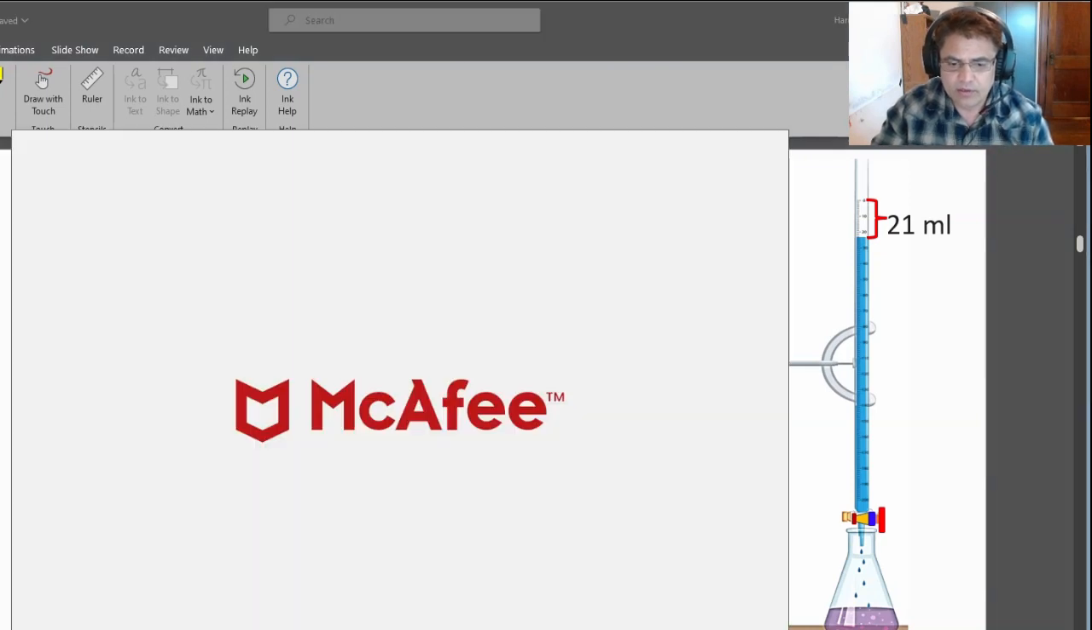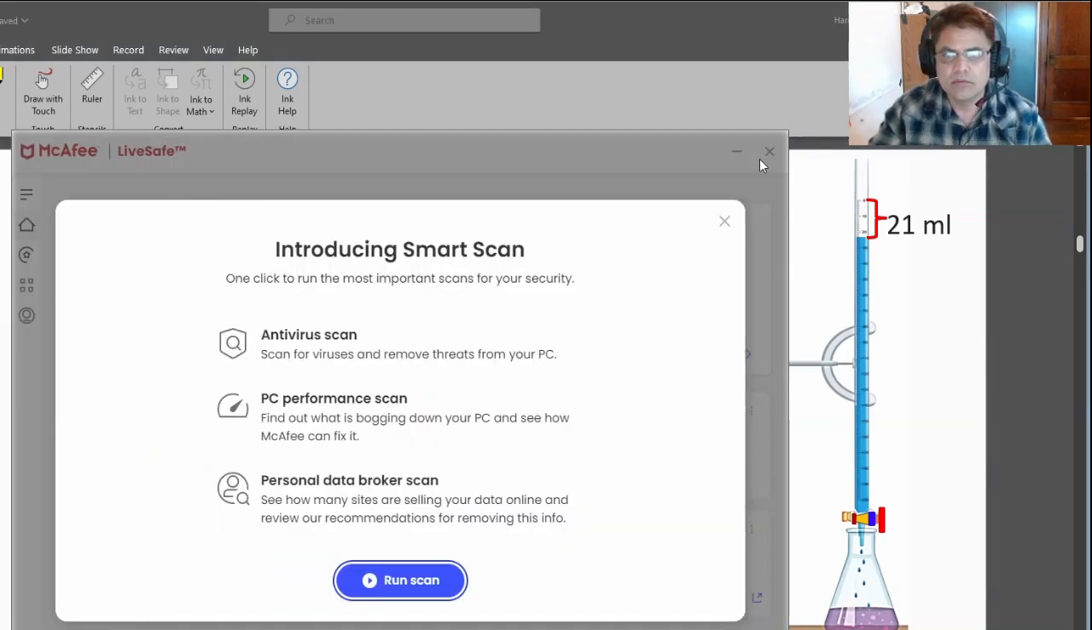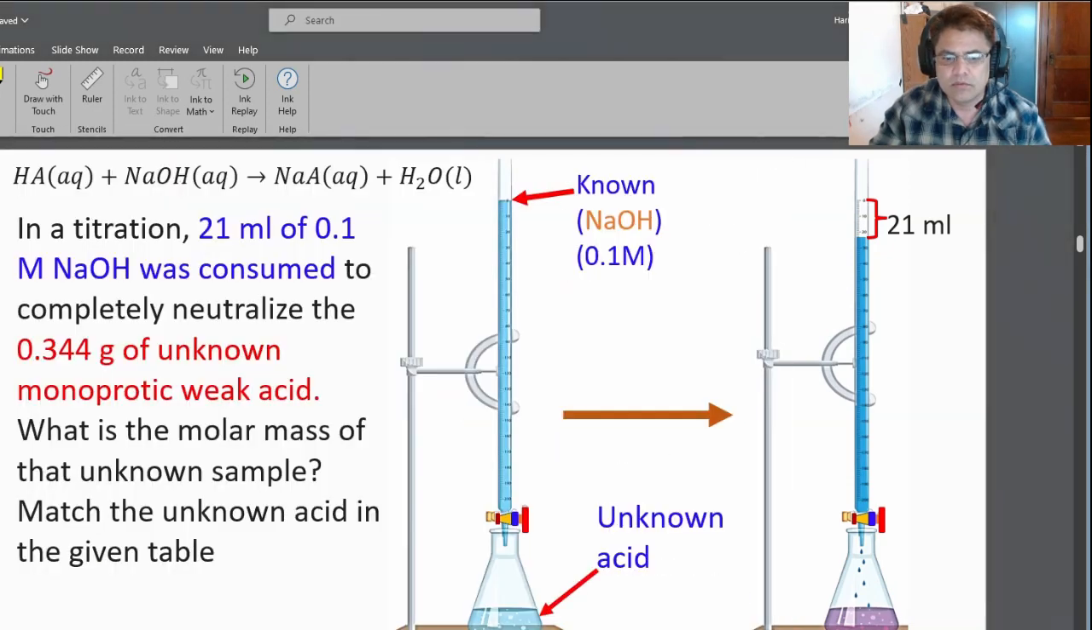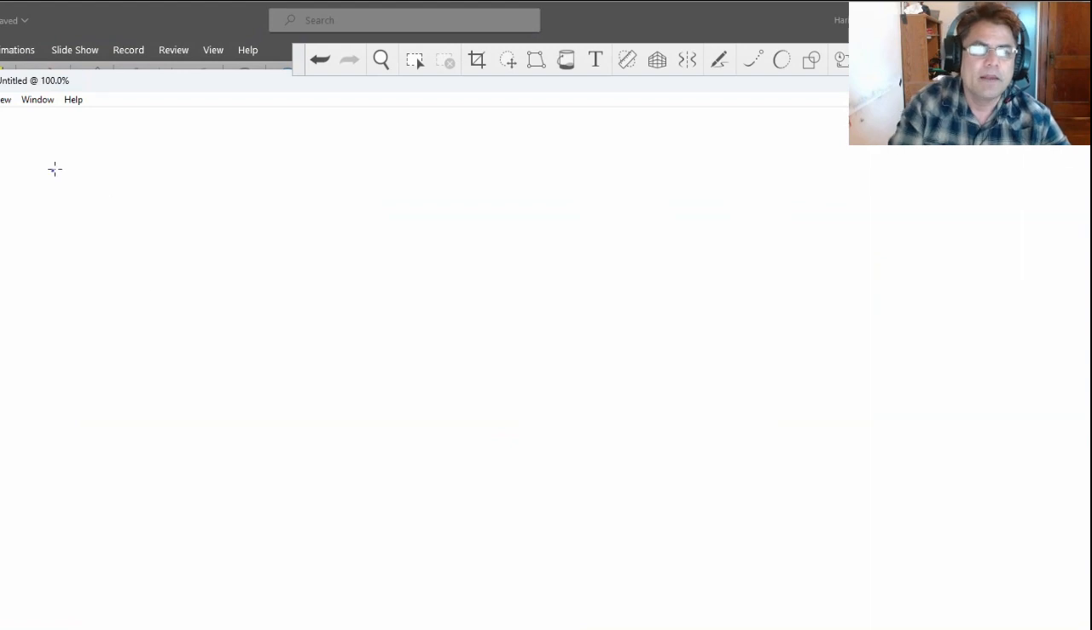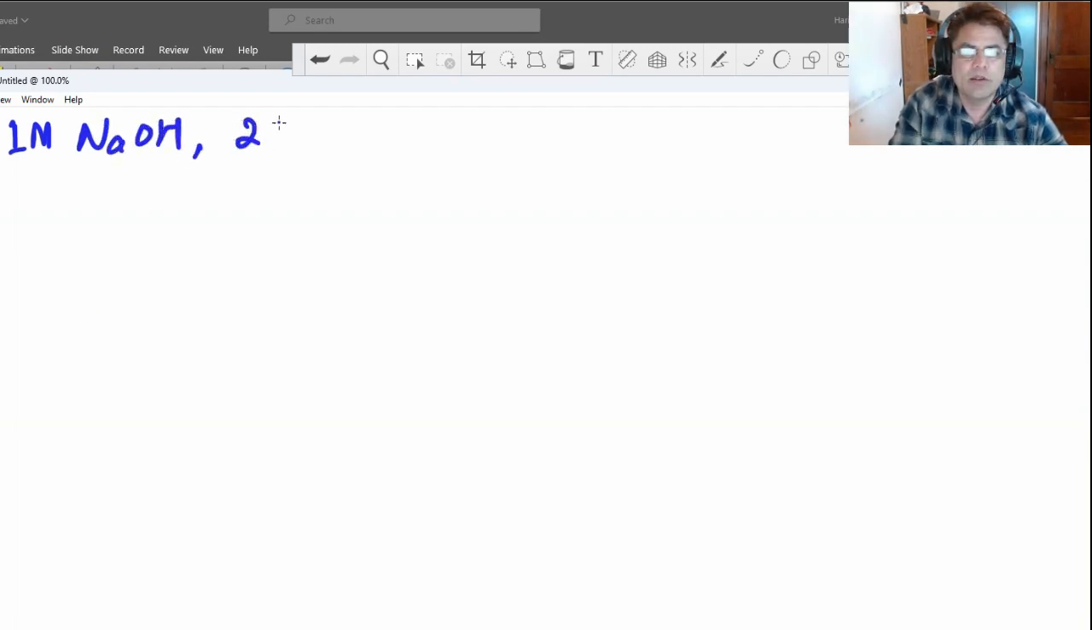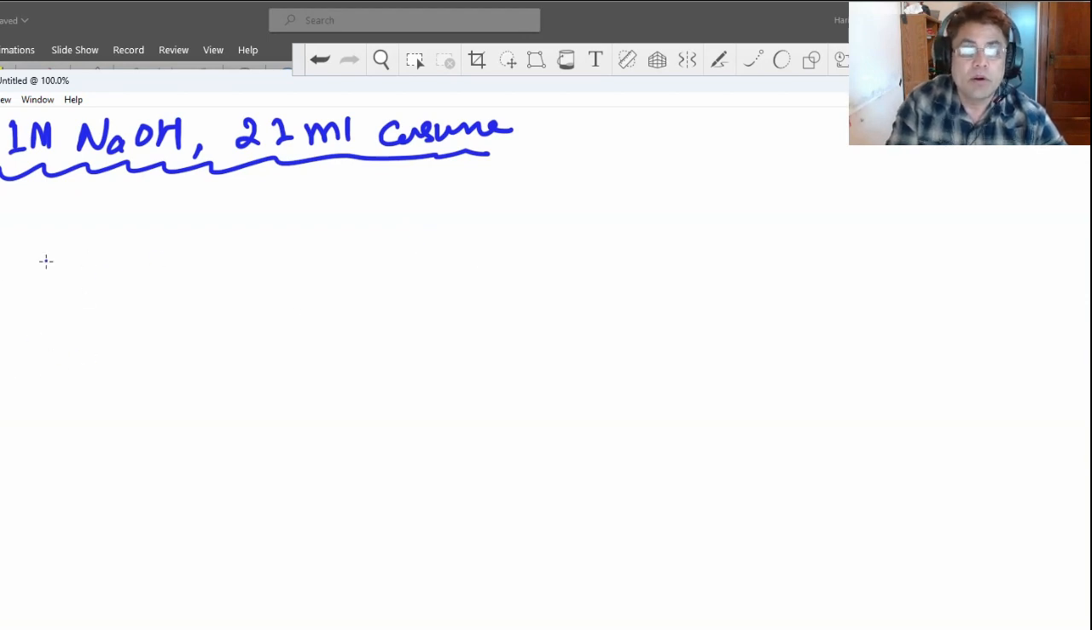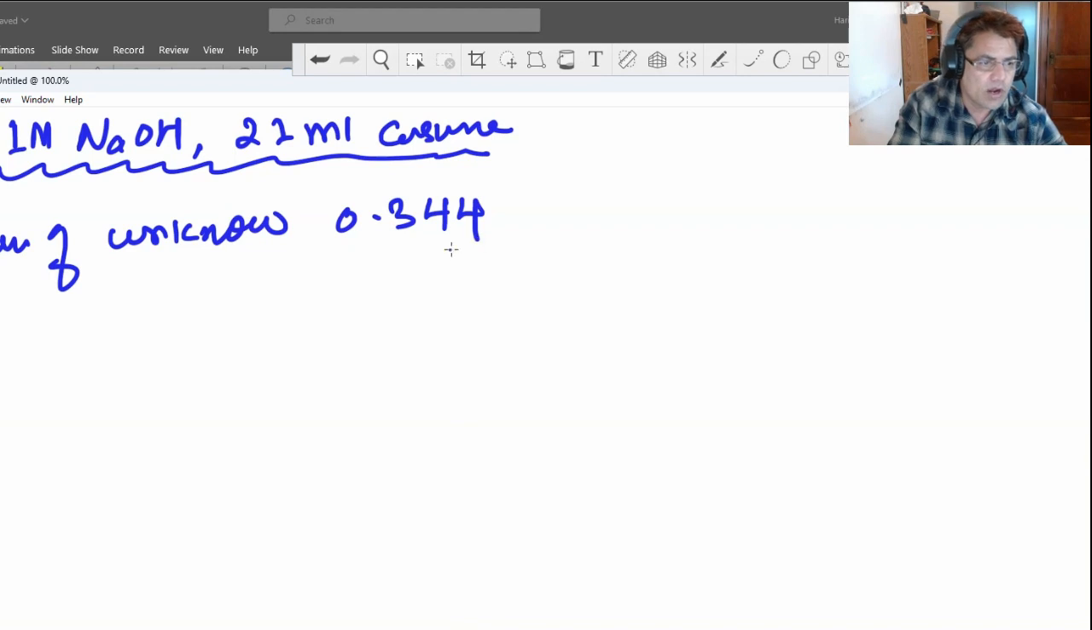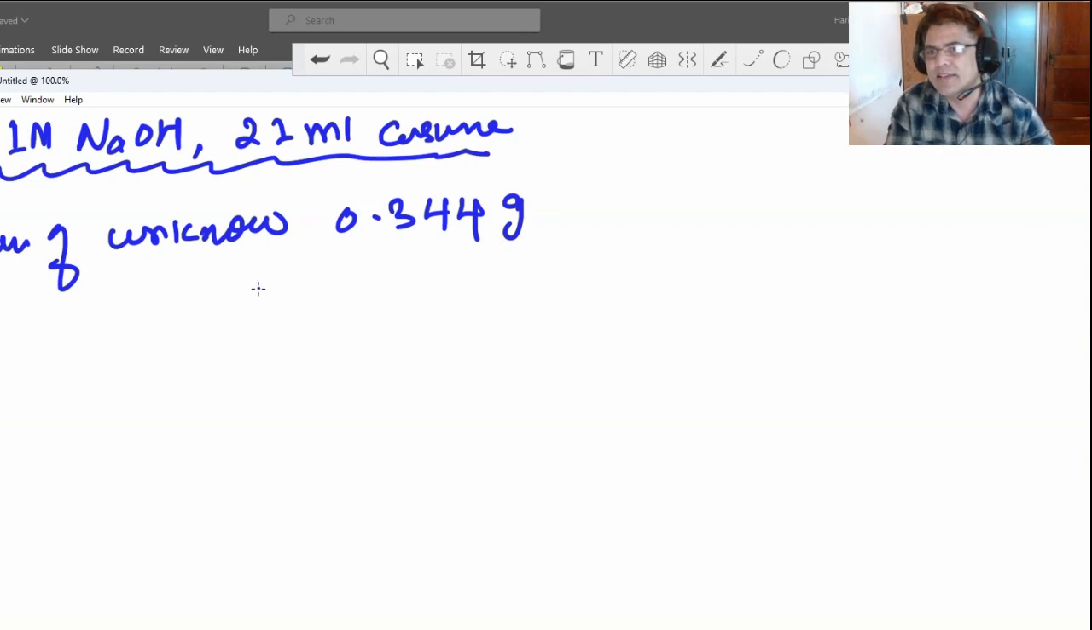Let's do that. Sorry, guys. Now let's do that. Whatever is NaOH, 0.1 M NaOH, and how many ml? 21 ml consumed, right? Can you convert that into moles? Easily. Now, what is the gram of unknown sample? That is 0.344 gram, right? That much unknown is used. We know the gram mass, you can easily take it with an electronic balance, right?